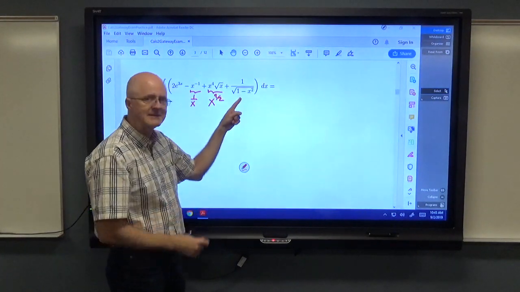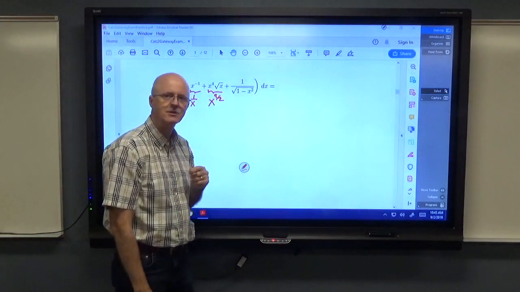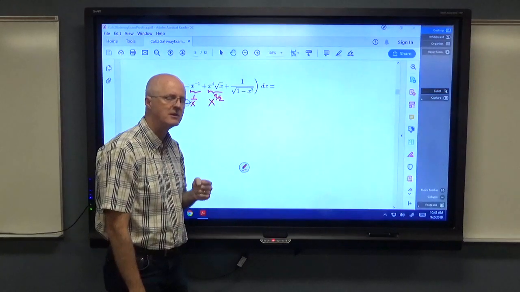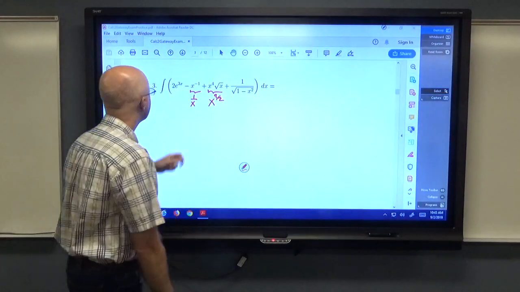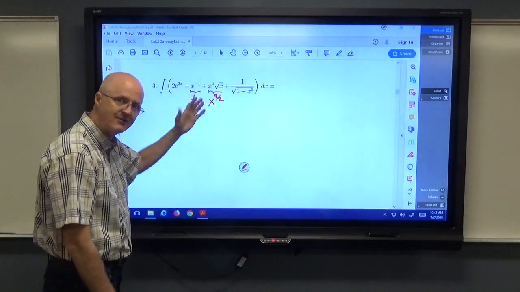That looks complicated, but it's a memorized integral. The integral of that is the inverse sine function, or arcsine function. And with this one, you can use the reverse of the power rule, again, adding 1 to the exponent and dividing by that same number.